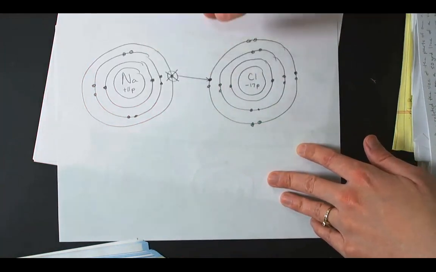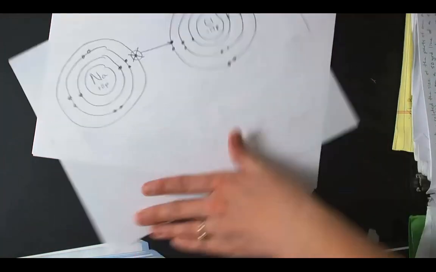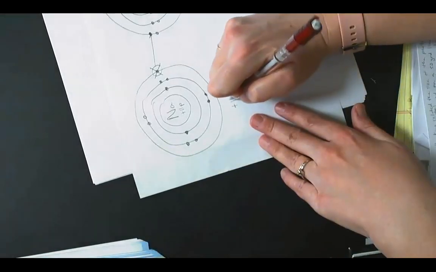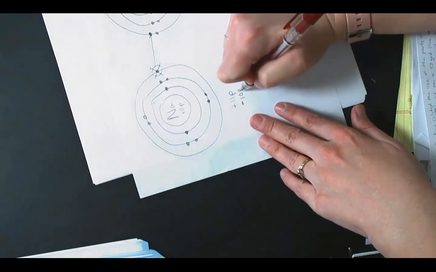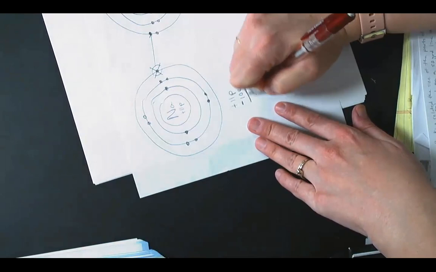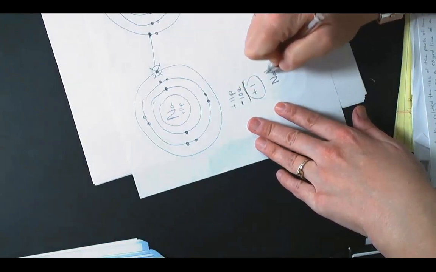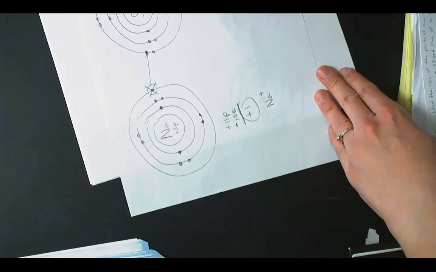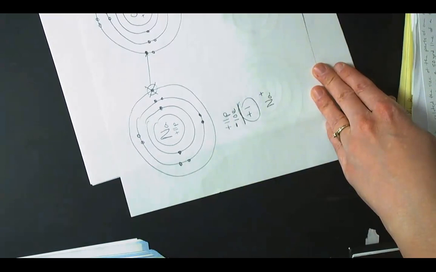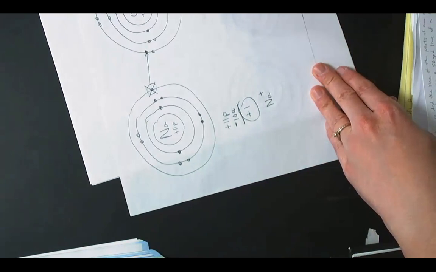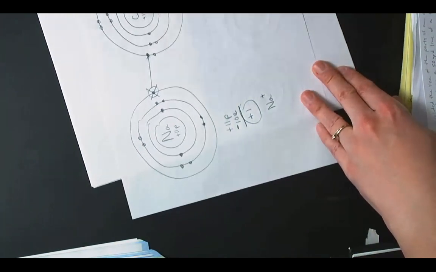So if we went through now and looked at this, we still have 11 positive protons, but now if we counted up our electrons, we have negative 10 electrons. So overall, we have a +1 charge. So Na is a +1. Over here, chlorine has positive 17 protons. And now, because it gained this electron here, it has negative 18 electrons. So overall, it has a -1 charge. So chlorine is a minus.